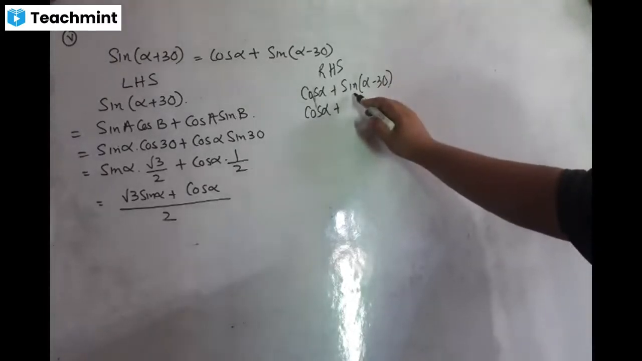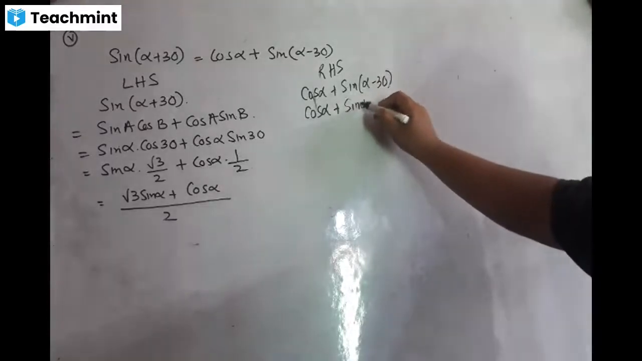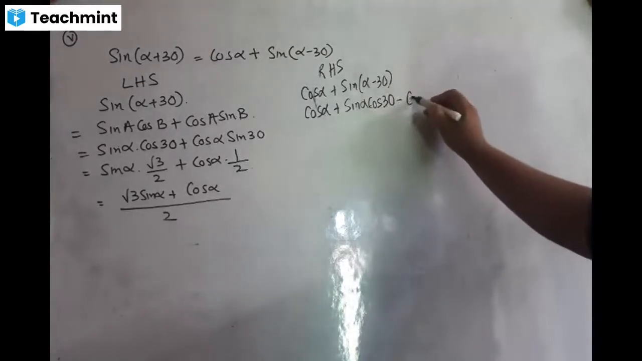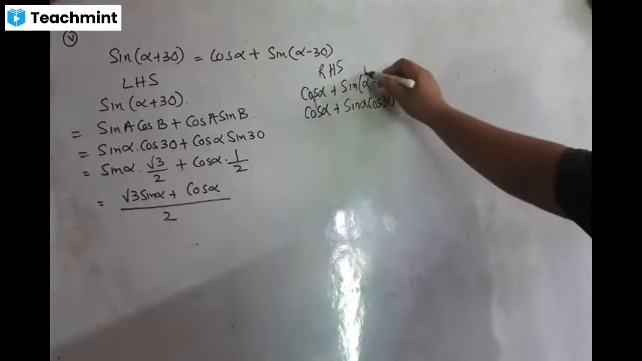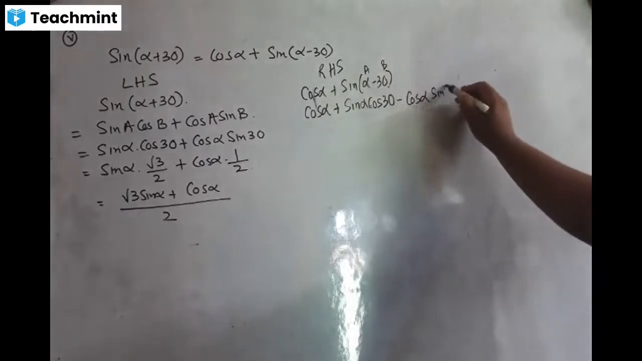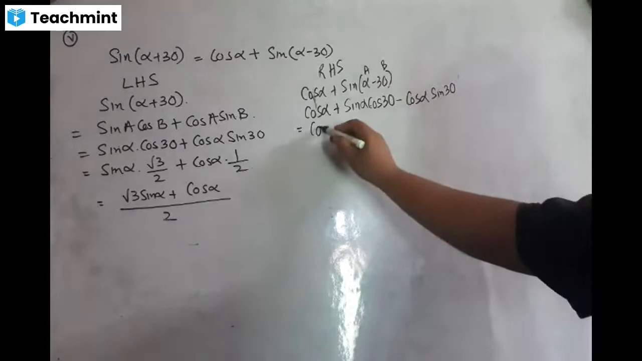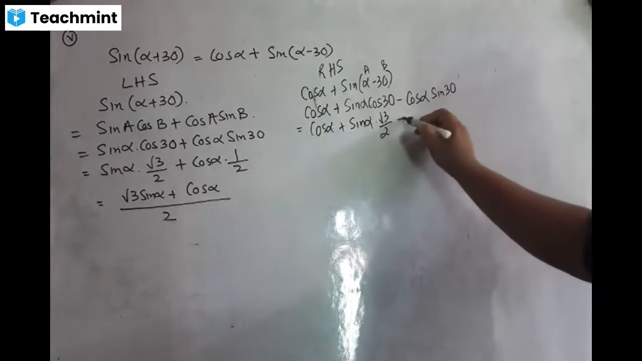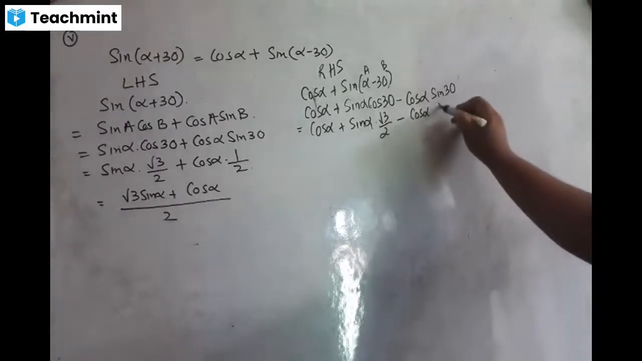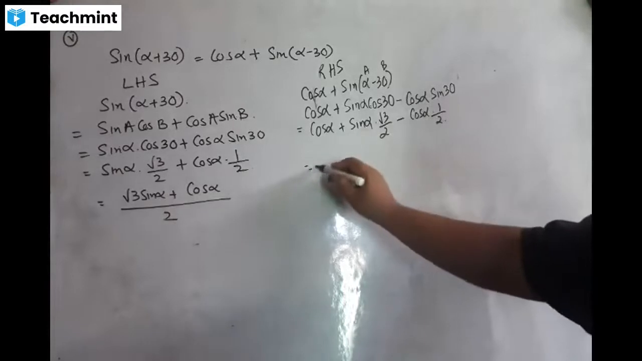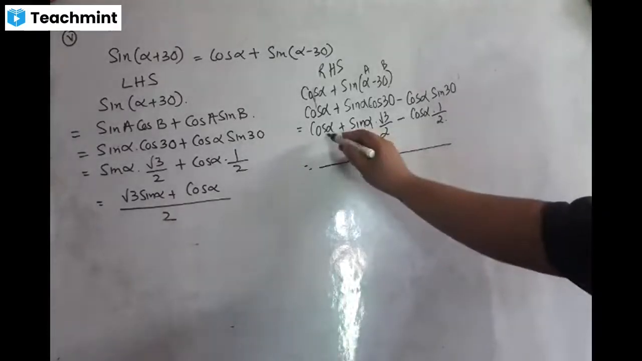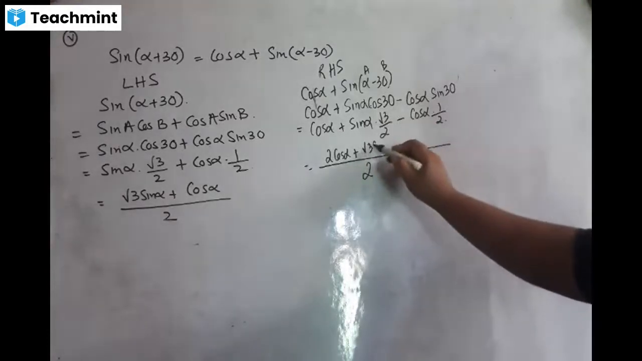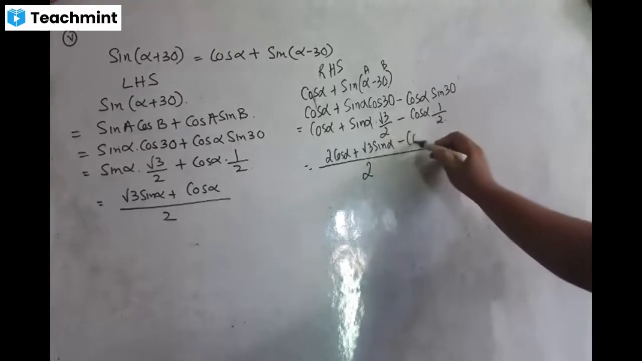So ratios will be arranged in an alternate fashion. Sine A cos B, there's a minus, so it will remain minus. Cos A, that is alpha, this is A and this is B, sine 30. So put the value. Cos alpha plus sine alpha, cos 30 is root 3 by 2, minus cos alpha, sine 30 is 1 by 2. What is the LCM? It's 2. There's nothing out here. So 2 into cos alpha, root 3 into sine alpha will be root 3 sine alpha. Cos alpha into 1 is cos alpha.